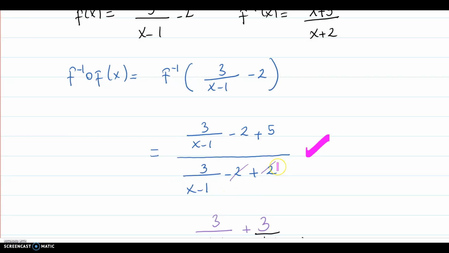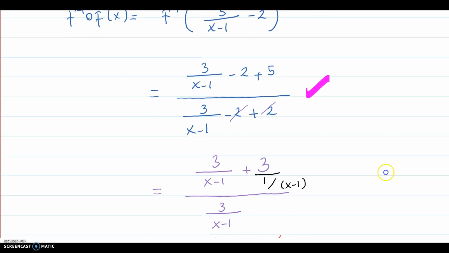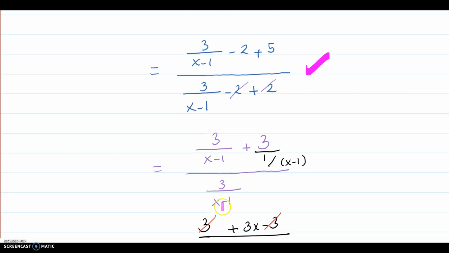And then negative 2 and positive 2 will simplify. And similarly, 5 minus 2 will become plus 3 on top. And at the bottom, we're going to have 3 over x minus 1. So that's the purple term here. So this 3, in the end, has a denominator 1. And its neighbor next to it has a denominator x minus 1.